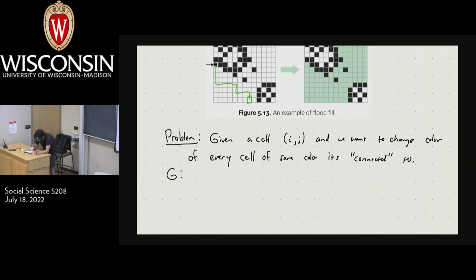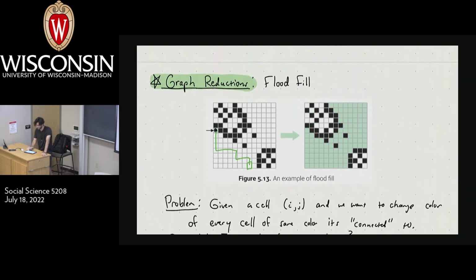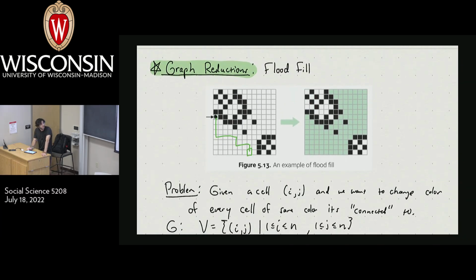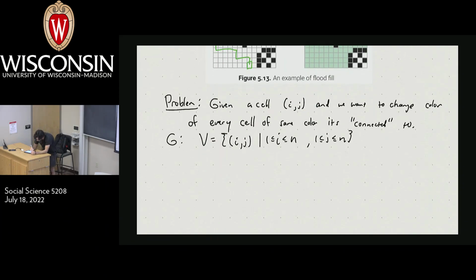So what's our graph? Well, obviously the vertices are just going to be the cells, ij, where i is between 1 and n, and j is between 1 and n. So each of these cells is now a node in the graph. Makes sense. Now what are the edges? When should one edge connect to another?